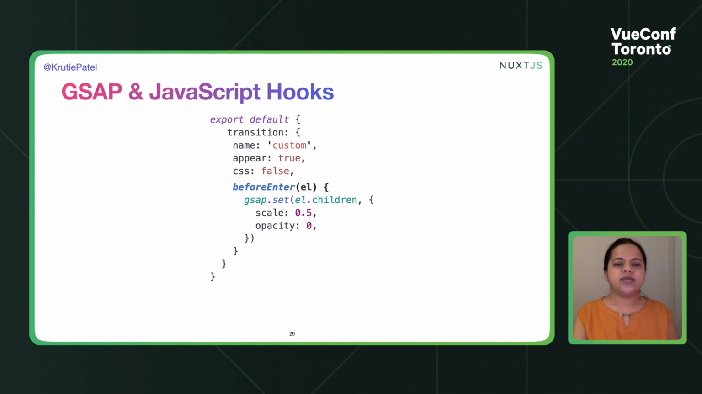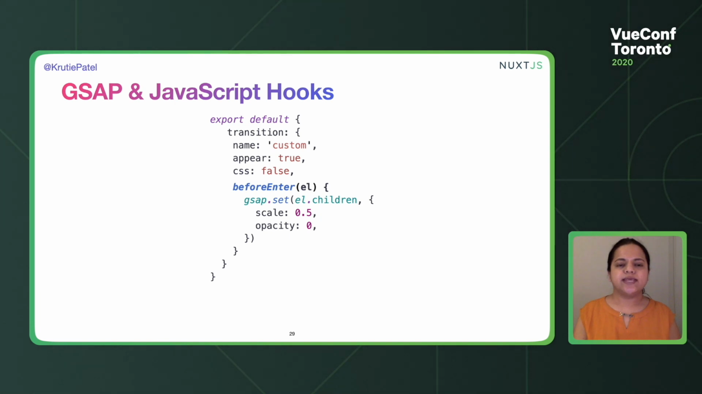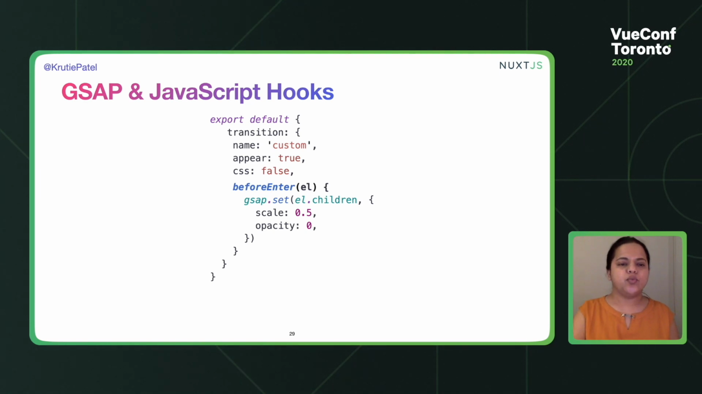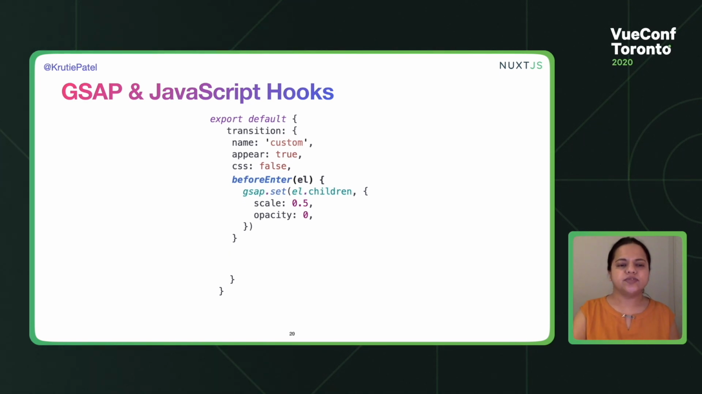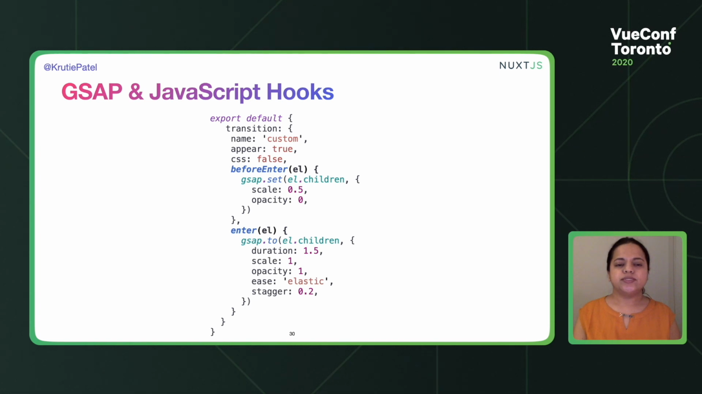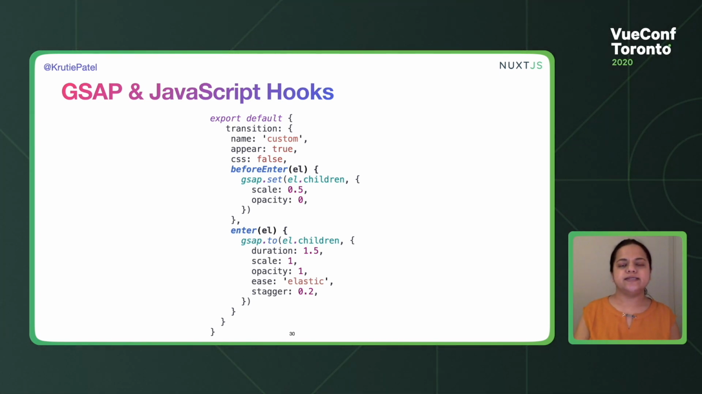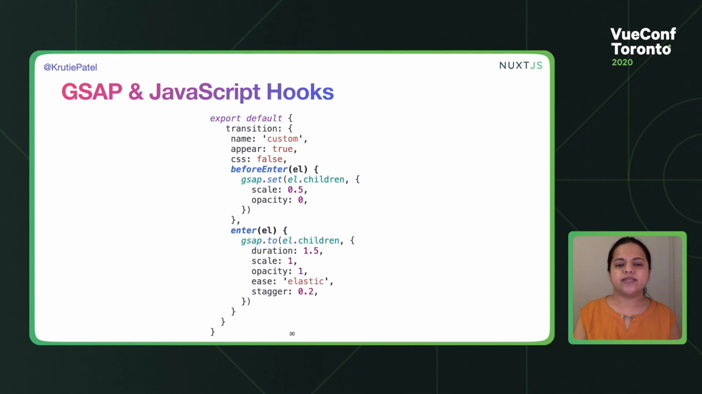Next, we will prepare each grid item before they enter the page. So we will scale them down to half their size and set their opacity to 0. And once they enter the screen, we want to scale them back to their full size with their opacity set to 1. And we will set its ease to elastic so that they appear with playful animation.